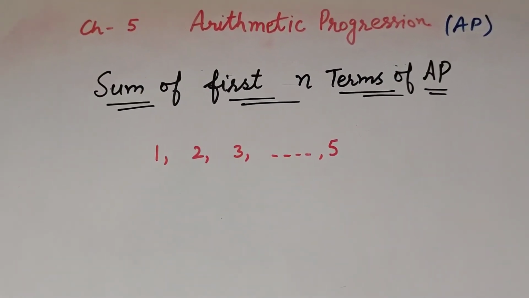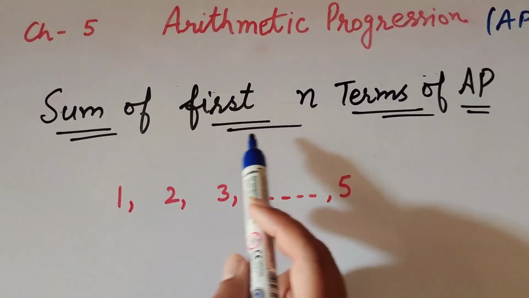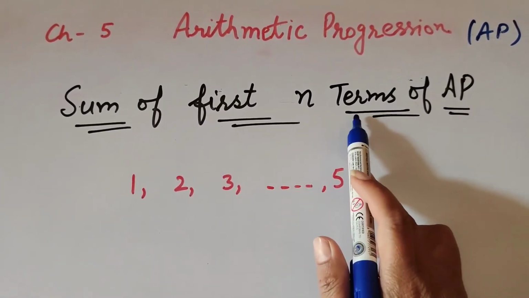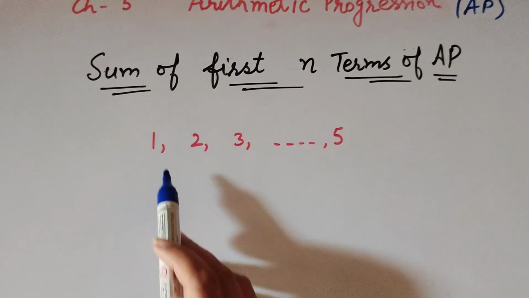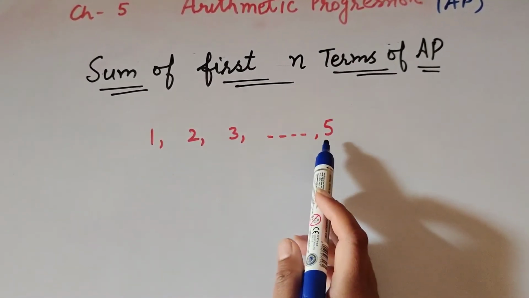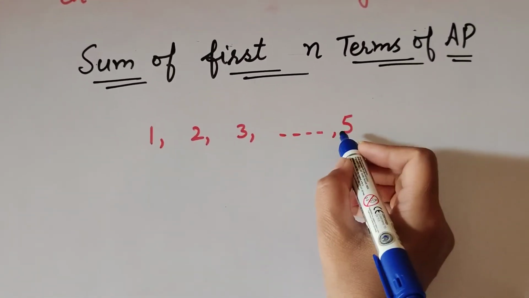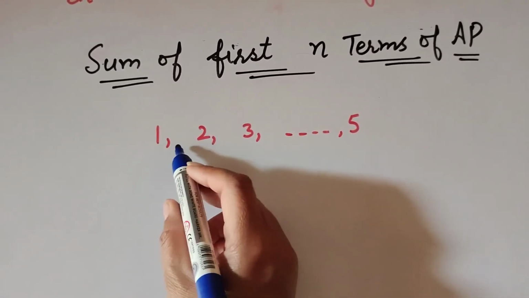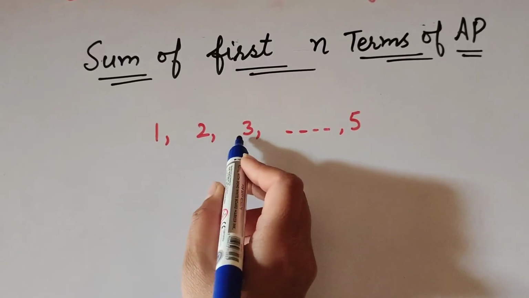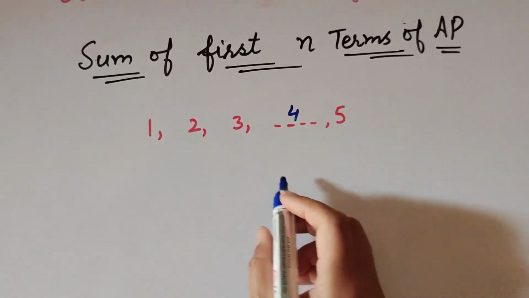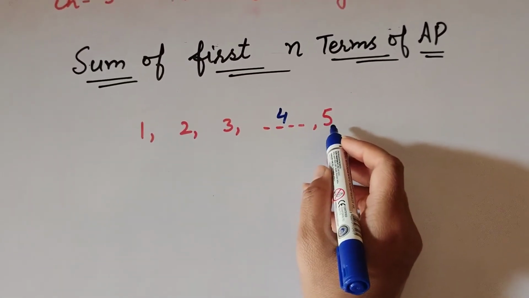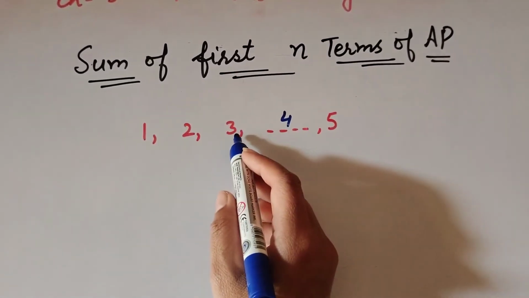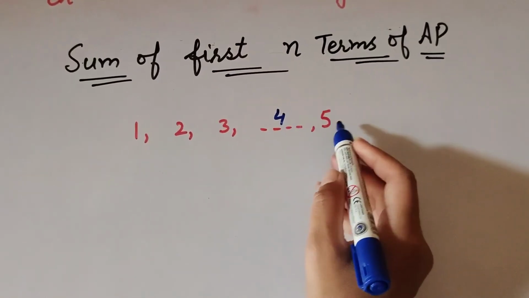So now we move to our next topic, the sum of the first n terms of an AP. We learn how to find the sum of an AP series. There is one series given, 1, 2, 3, and so on, where the last term is 5. In this, the last term is given, so it is a finite series. We add 1 to 1, it is equal to 2, 2 plus 1 is equal to 3, 3 plus 1 is equal to 4. So now we add this series. 1 plus 2 plus 3 plus 4 plus 5 is equal to 15.